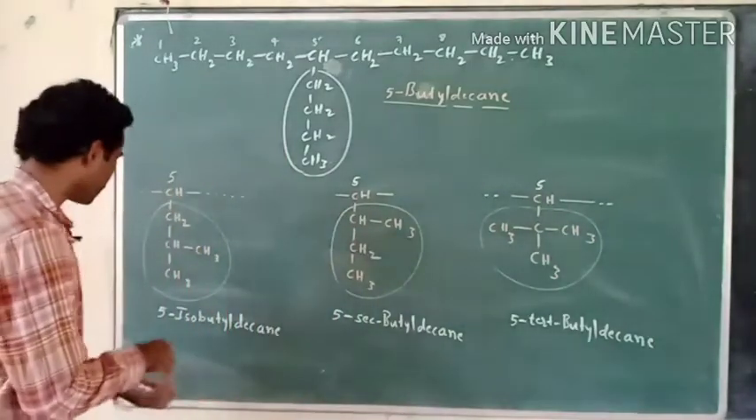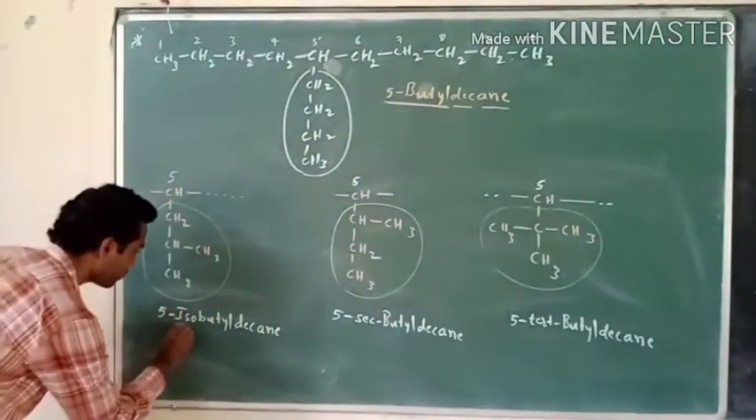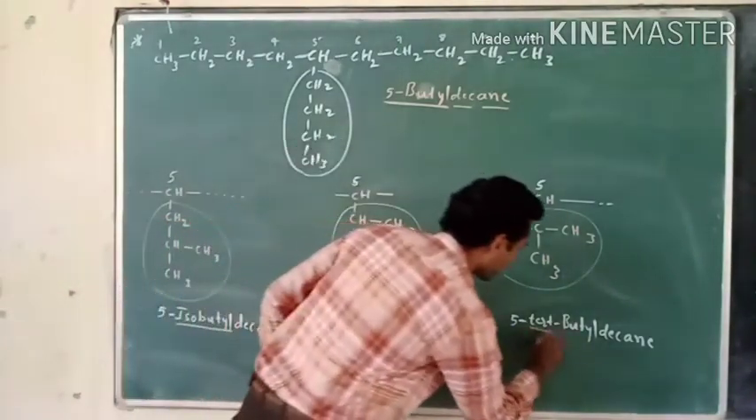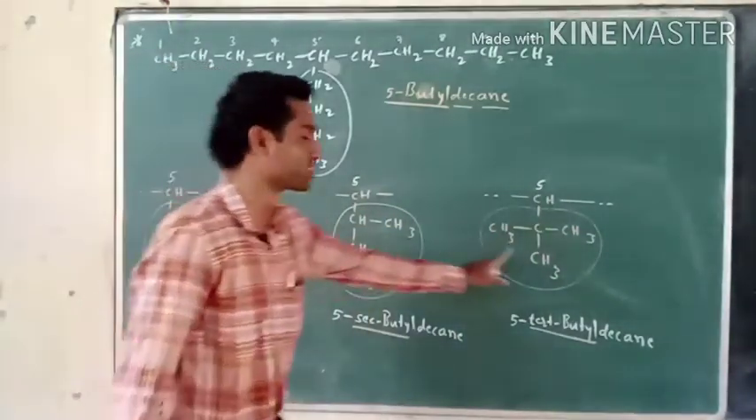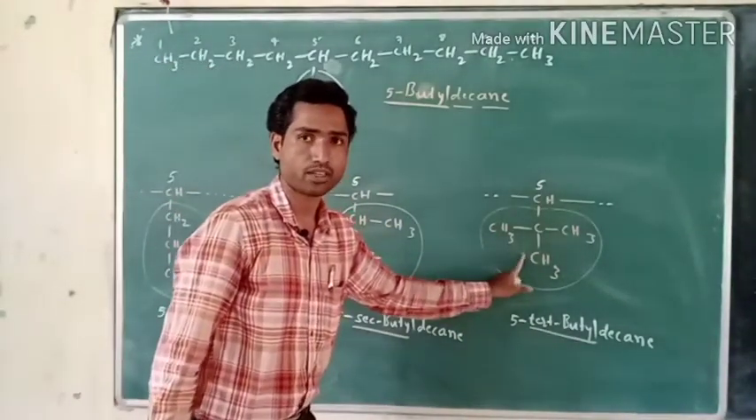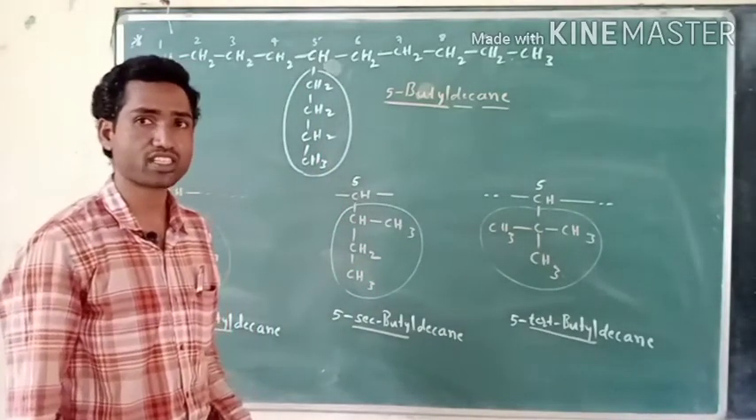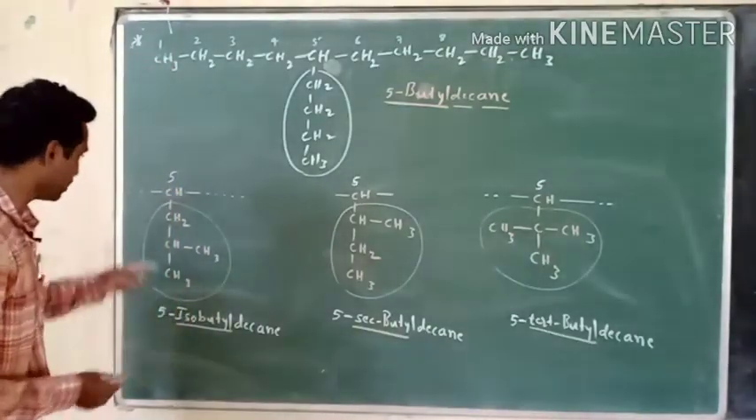So here, isobutyl, secondary butyl and tertiary butyl are the trivial names of this type of complex substituent, right? So I can also write the systematic names for these substituents. So let us start with this one.